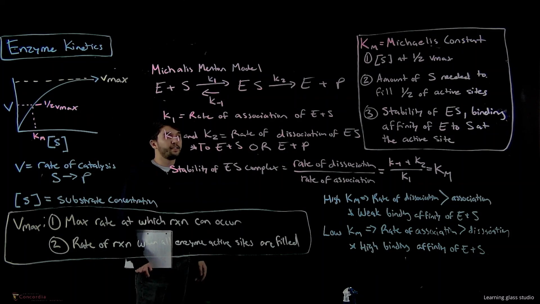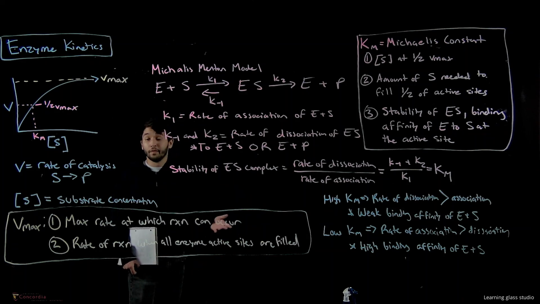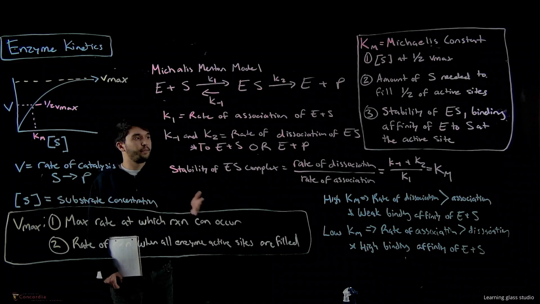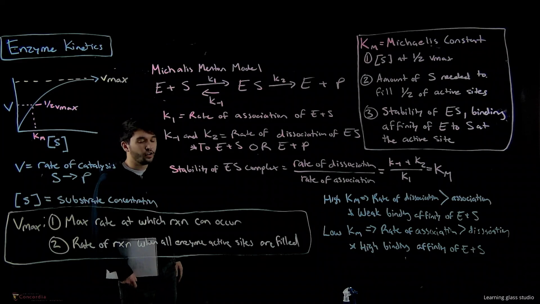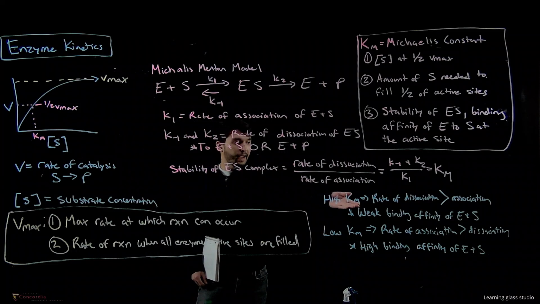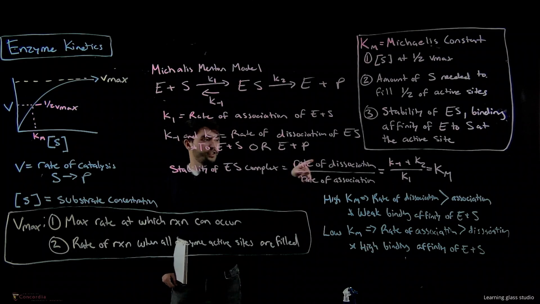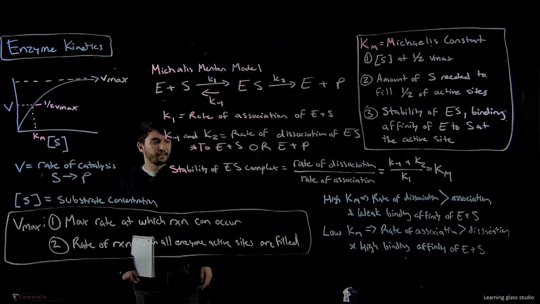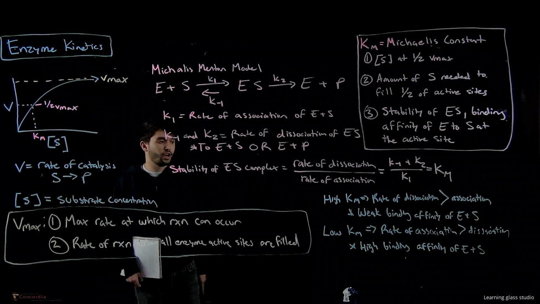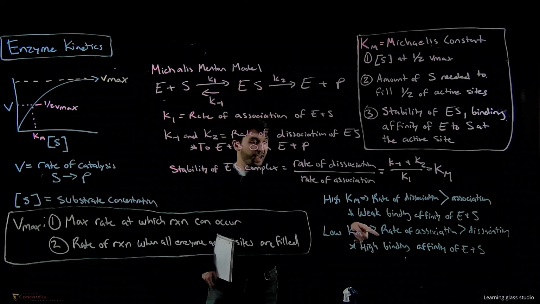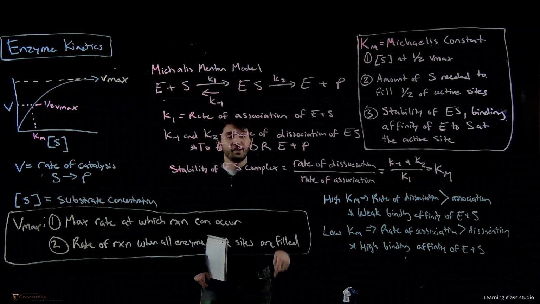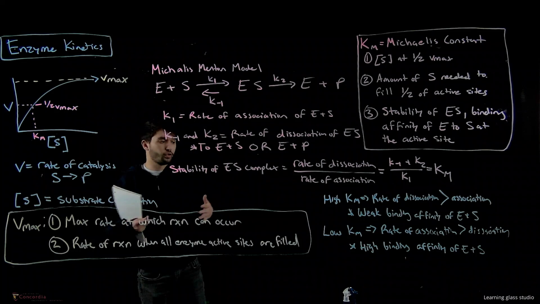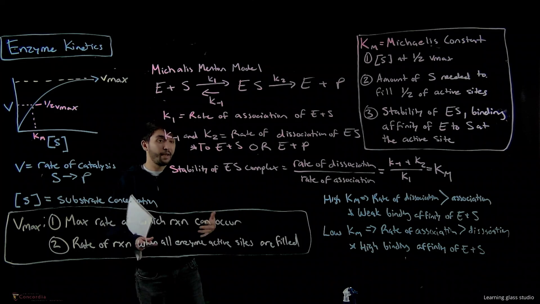The third definition is the stability of the enzyme substrate complex, as we said. In other words, the binding affinity of the enzyme to the substrate at the active site. So thinking about this, if we have a high Km, that means we have a high rate of dissociation and a low rate of association. What this means is if we have a higher Km, we have a weaker binding affinity of the enzyme and the substrate. Versus if we have a low Km, we have a high rate of association and a lower rate of dissociation. So the rate of association is greater. That means the enzyme and the substrate have a high binding affinity.